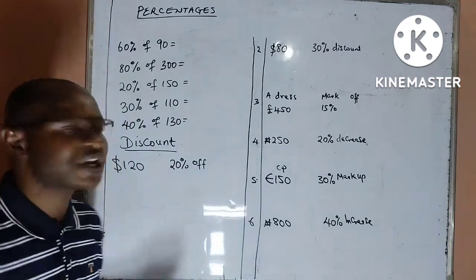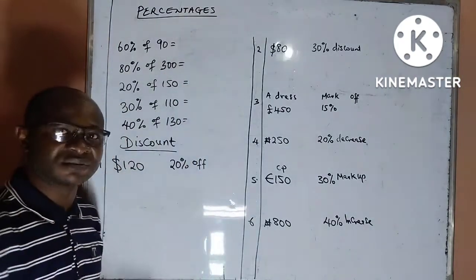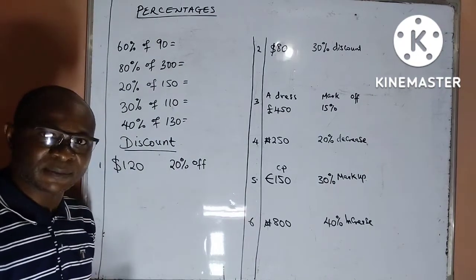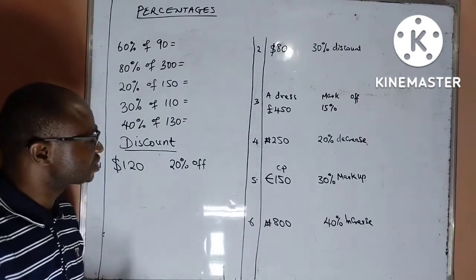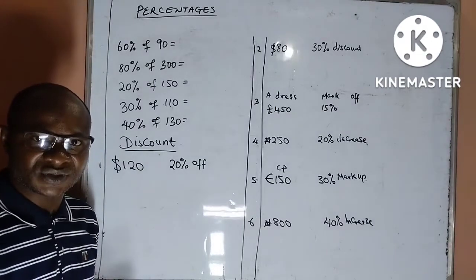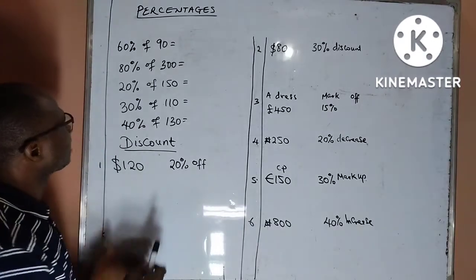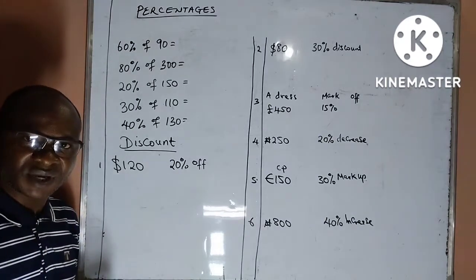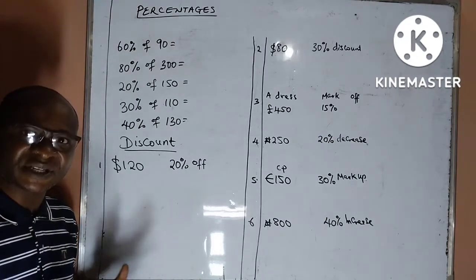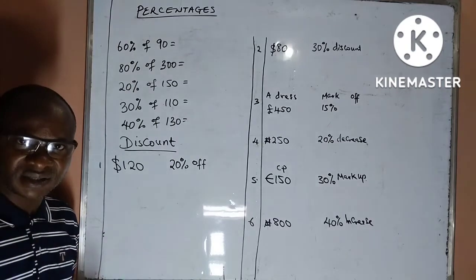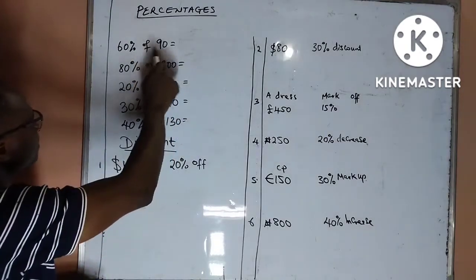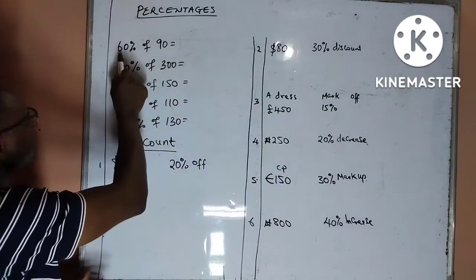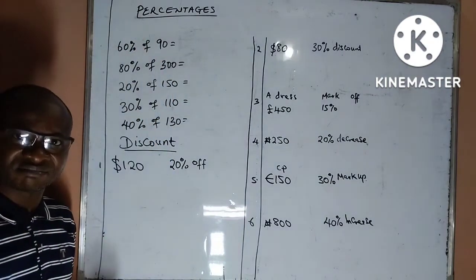Today, we shall be talking about percentages. Lesson 2, under percentages. How we can simply apply percentages in our daily lives. If we look at the board, I want to show us simple tricks that we can use to find the percentages of different numbers. Starting from the values I have on the board, I want to find 60% of 90.